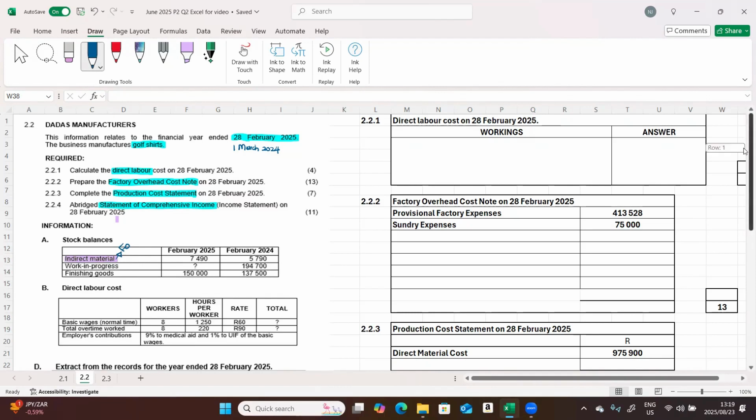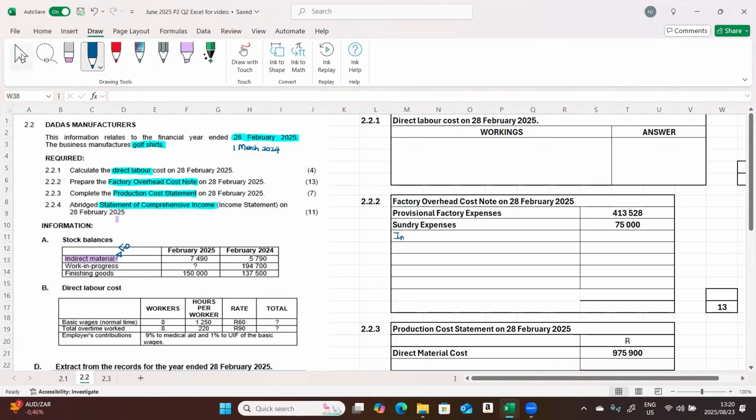So let's go to our factory overhead cost notes. Here it is, 2.2.2. This is where our factory overhead costs are. You'll see that they already have the provisional factory expenses in over here, and the sundry expenses as well. But just by looking at the stock balances, we already know that indirect material is a factory overhead. So you can go and write indirect material over here.